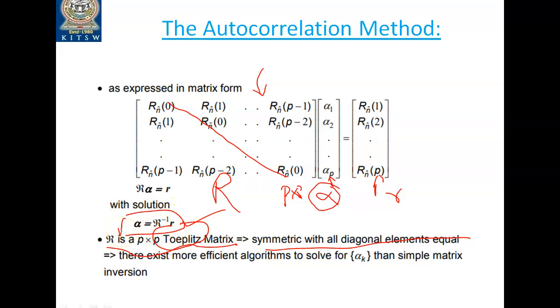So what is the solution? Now, when you ask what is the solution to compute the values of alpha 1, alpha 2 and so on up to alpha p, there is one more algorithm we are going to introduce, that is the Levinson-Durbin algorithm, which we will see in the further classes.